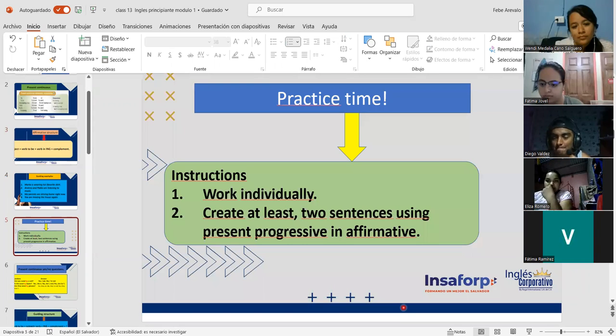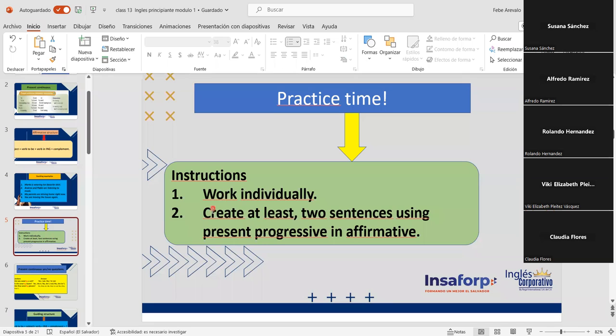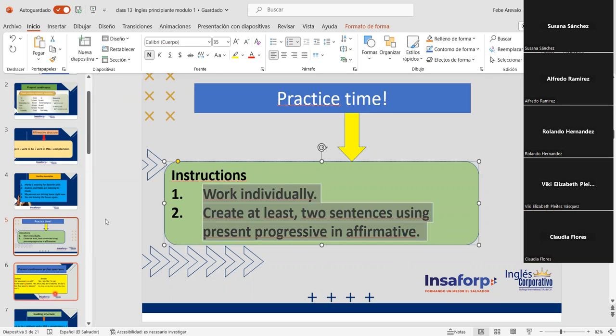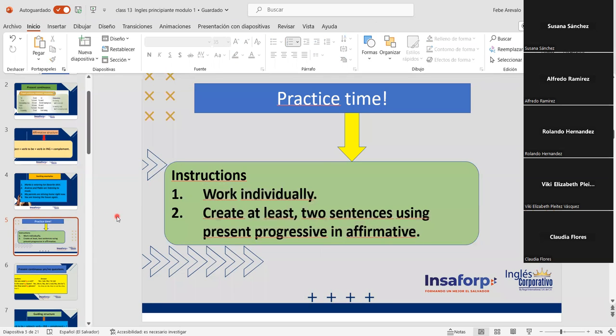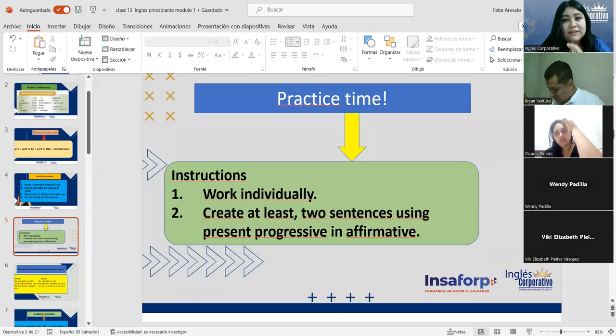Let me check. Vicky Elizabeth, please read the instructions. Instruction. Work individually. Create at least two sentences using present progressive in affirmative. Excellent. Thank you. Right? Only two. Solo dos. Si usted siente que dos es muchísimo, just one. Solo una entonces. All right? Let's work on it, please.